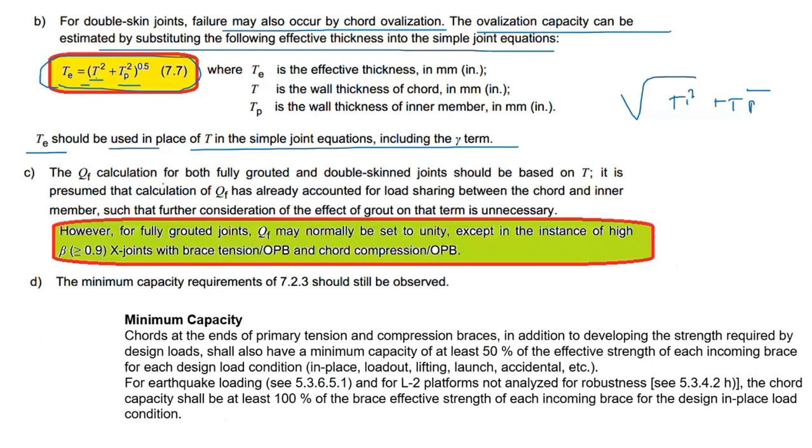The QF calculation for both fully grouted and double skinned should be based on the T. It is presumed that the calculation of QF has already accounted for the load sharing between the can and inner member. That's okay, that's not a problem. Minimum capacity, we have seen already, is the 50% capacity.